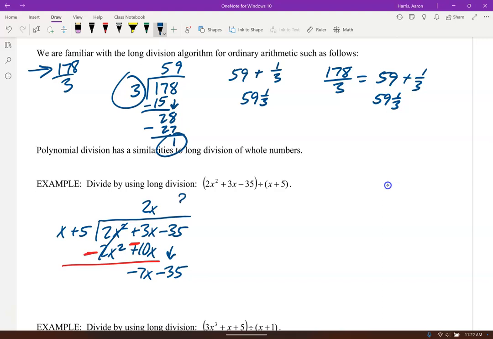Now I'm thinking to myself, what times x gives me negative 7x? And if you're not sure, just take the negative 7x and divide it by x. That tells you negative 7 is what you need right there. So let's go ahead and multiply. So now I go negative 7 times x gives me negative 7x. And negative 7 times 5, negative 35.